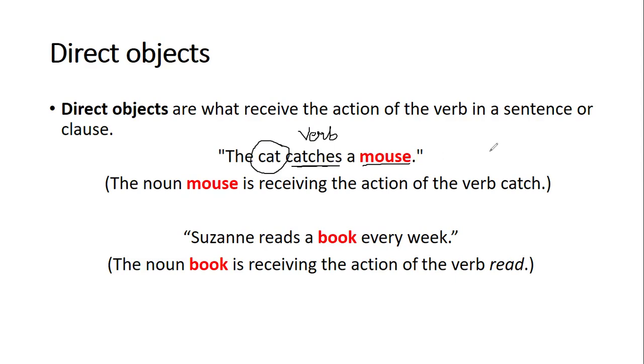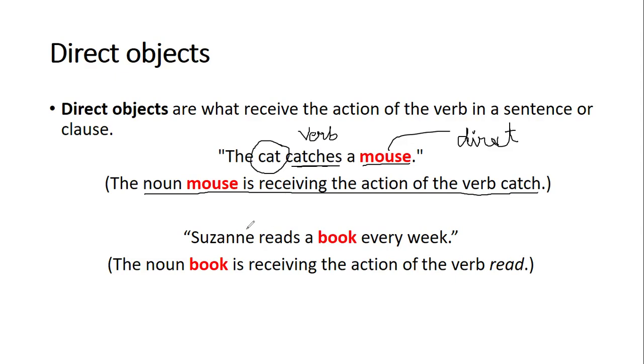And again, mouse is a noun. We have seen the name, place, animal or thing. Mouse is an animal. So here, the noun mouse is receiving the action of the verb catch. Hence, our mouse is a direct object. It is directly receiving the action of the verb catch. That's why it is a direct object. In case you didn't understand, let us go to our second statement. Suzanne reads a book every week.